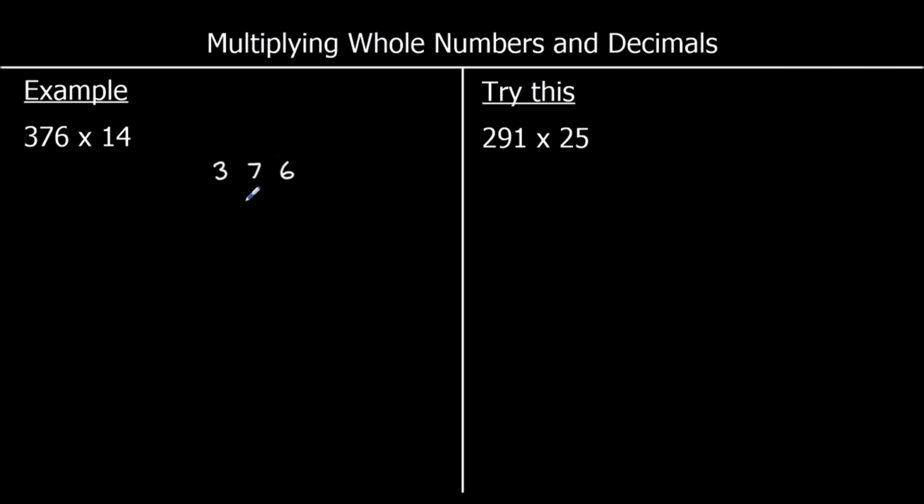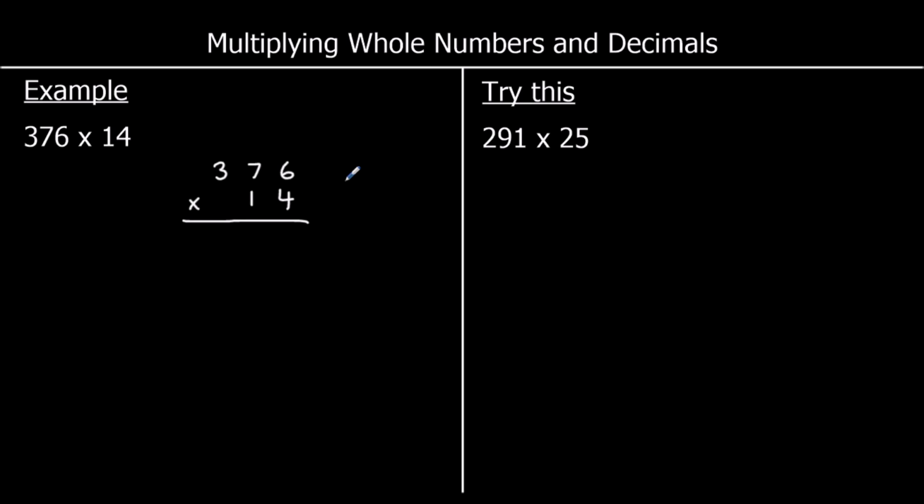So line up the tens with the tens and the ones with the ones. Long multiplication works by splitting the 14 up into 10 and 4. So we're going to multiply 4 by 376 and then 10 on the next line by 376 and add them together. So I'll start with 4 times 376, and I always start with the smallest column, which is the ones.